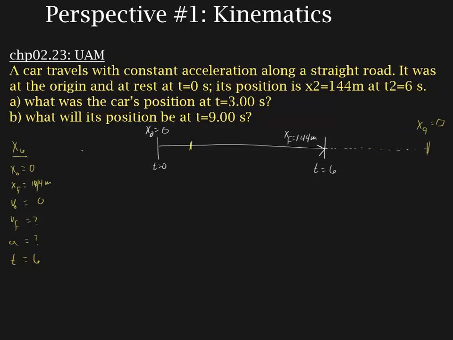Now, we're looking for, first, in part A, what is the position x3? So the information here that we need is that the car is starting out at x equals 0 once again. The final position is what we're looking for. The initial velocity is 0. The acceleration is an unknown quantity. And time is equal to 3 seconds.